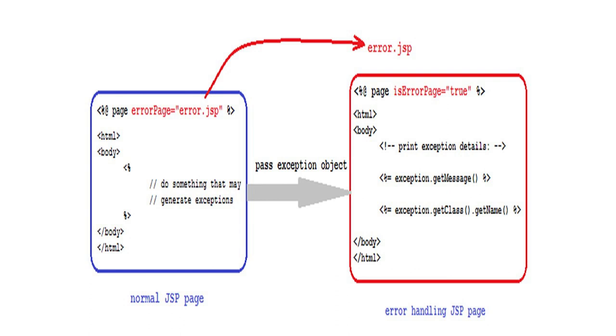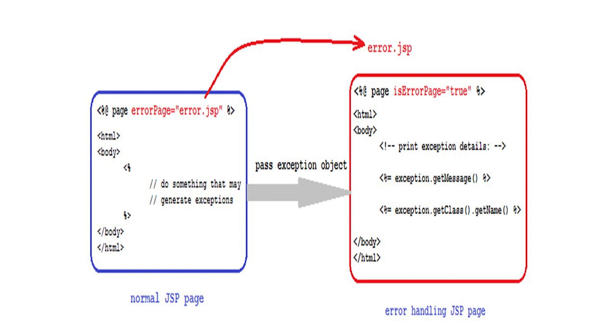So in that case an exception will generate, and we have mentioned in the top line errorPage equals error.jsp. The exception will redirect us to the error.jsp file, and it will start executing error.jsp. So as we submit, next.jsp starts running, and if an error occurs there, it will run the error.jsp file. So errorPage is written in the top line.